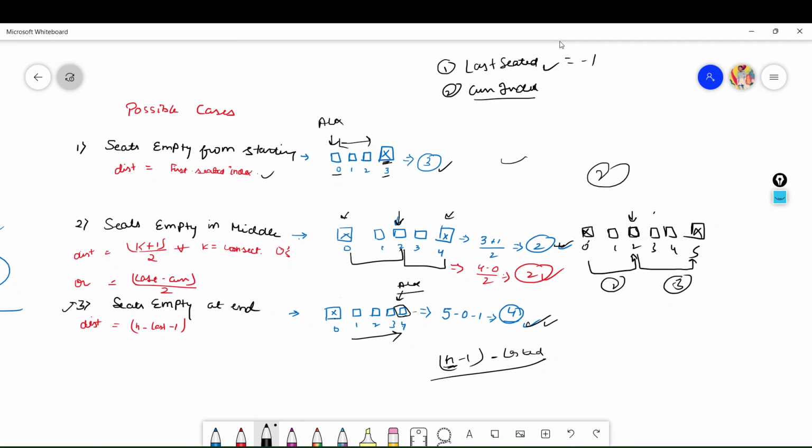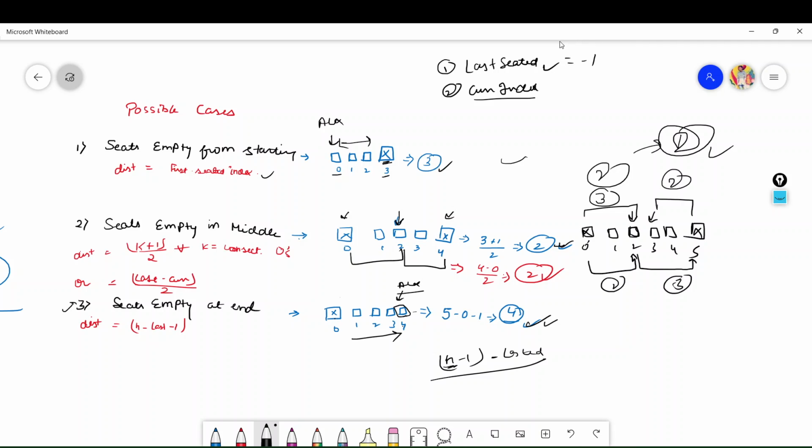Another case could be that Alex sits on this index. Again, the situation would be reversed: this would be the closest person at distance 2, and this would be the farthest person at distance 3. But again, we have to find the maximum distance between the closest person and Alex. So again, the answer in that case would be 2 as well. I hope I'm making sense with this middle case now.